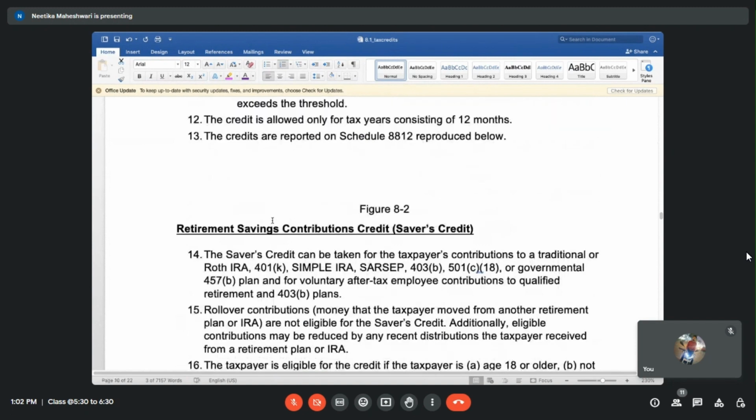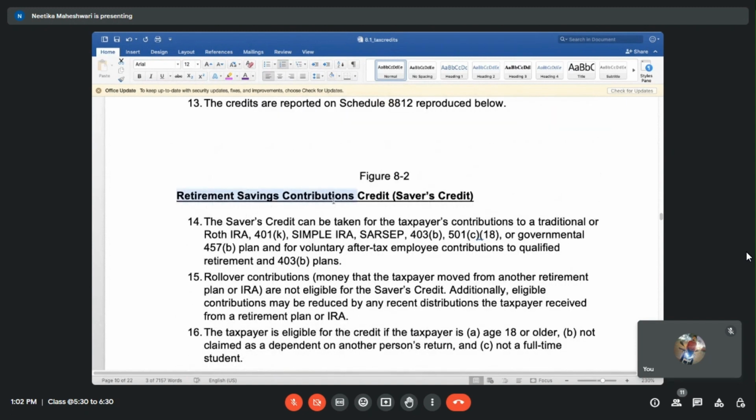Okay, so now we'll go to the next one, retirement savings contribution credit. As the name suggests, there has to be some money or some contribution that goes to a retirement account. And if that's been done, and if the other condition of meeting the income threshold has been satisfied, then a person may get something called the saver's credit because they are saving for their retirement. So again, this is good for the economy, good for the nation, good for their personal finances, and that's why there is an incentive given by the IRS in terms of the saver's credit.